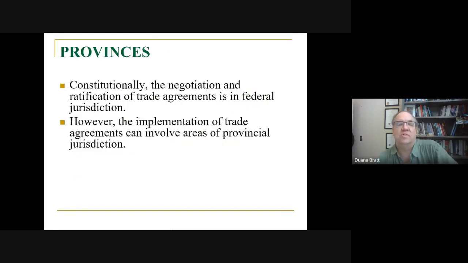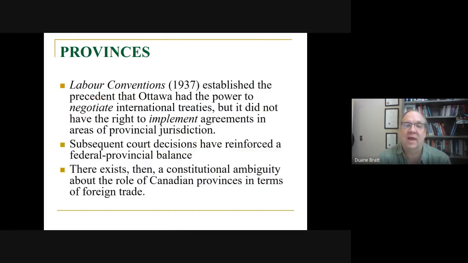Now, the provinces. Constitutionally, negotiating and ratifying trade agreements is in federal jurisdiction, but the implementation of trade agreements can also involve areas of provincial jurisdiction. The Labour Conventions case of 1937 established the precedent that Ottawa could negotiate international treaties, but it didn't have the right to implement agreements in areas of provincial jurisdiction without the approval of the provinces. Subsequent court decisions over the last several decades have reinforced that there's a balance in trade policy between the federal government and the provincial government. This has led to some constitutional ambiguity.